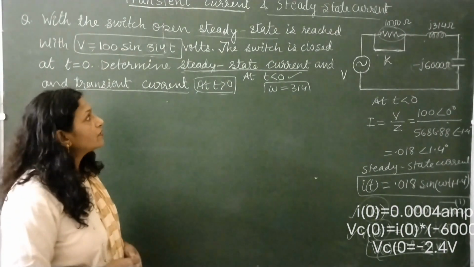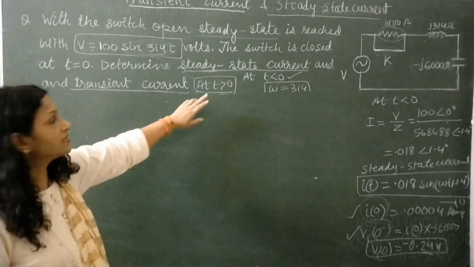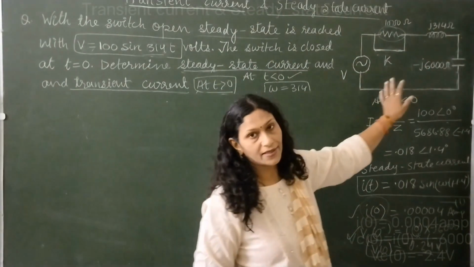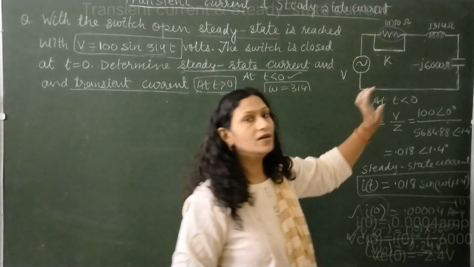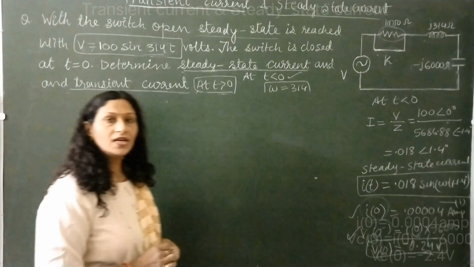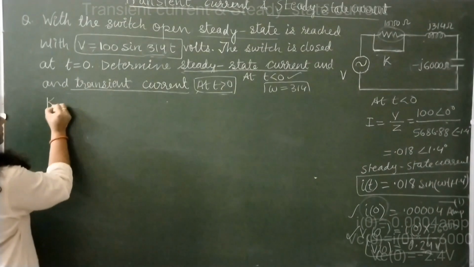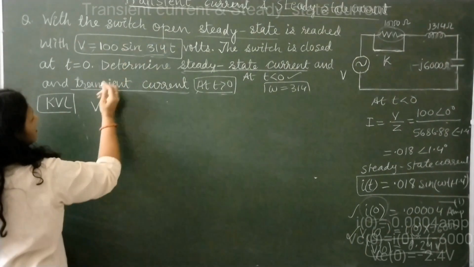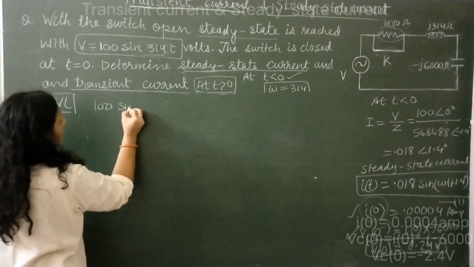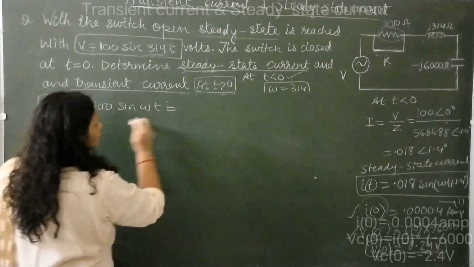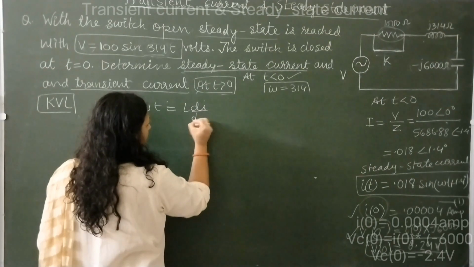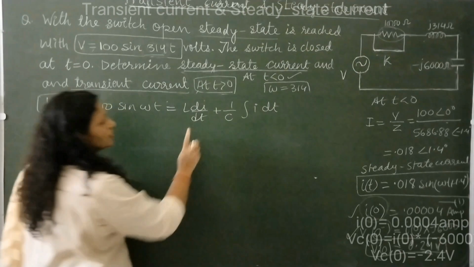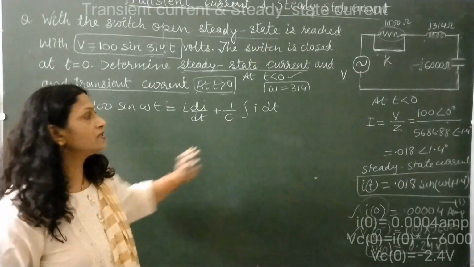Now we come to the next part of our question, that is the transient current. Transient current we will calculate at t greater than 0. At t greater than 0, the circuit will look like this. V, L and C will now be part of our circuit. तो इसके लिए सबसे पहले KVL लिखेंगे. Writing KVL, that is V. Our V is this 100 sin omega t equals L di by dt plus 1 by C integral of I dt. Okay, this is the voltage drop across the inductor and this is across the capacitor.